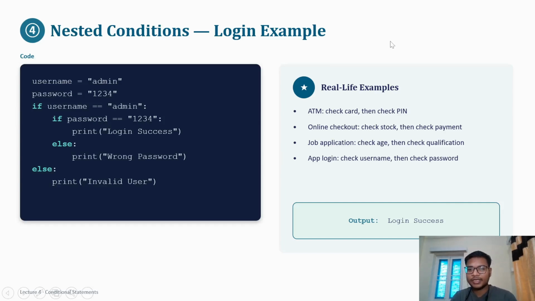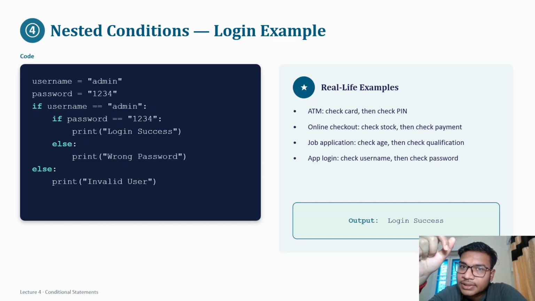And what are some real life examples? Like if you go to an ATM, how does it check the card, then check the pin? Just think, in an ATM you put in a card, and the card is verified with the help of the if condition, and in the nested if condition you put the pin. If the card is not verified, you do not go to the pin section. So in an ATM we use a nested if condition. In online checkout, check stock, then check payment. In a job application, check age, then check qualification. In app login, check username, then check password. We have seen this also.